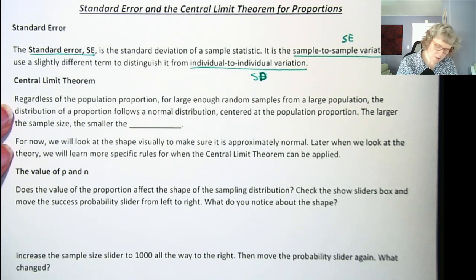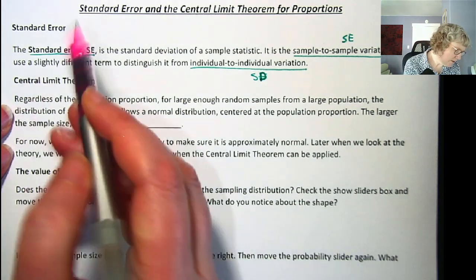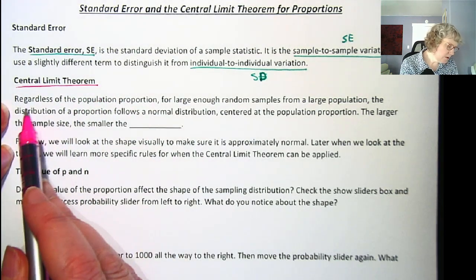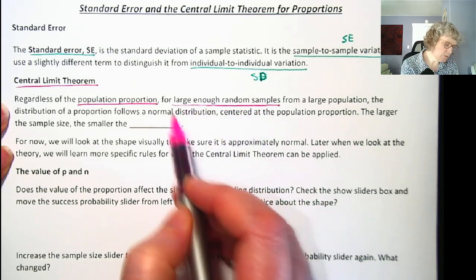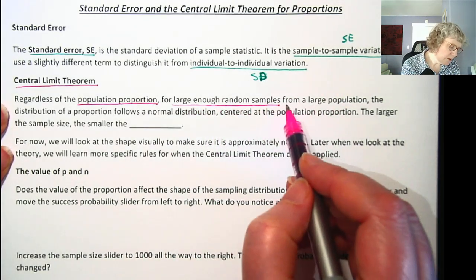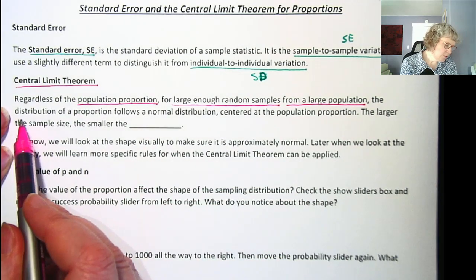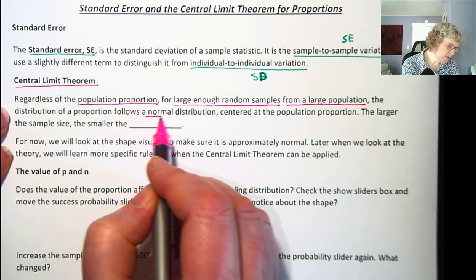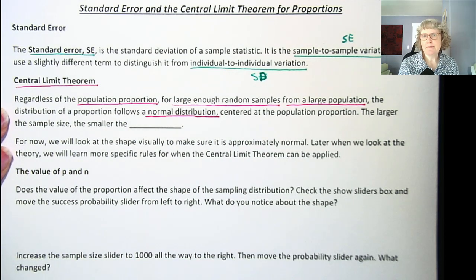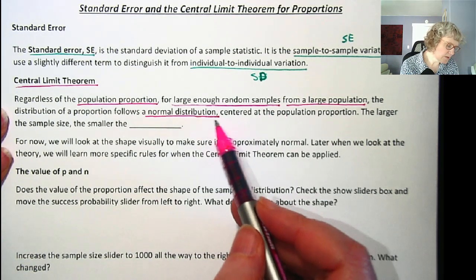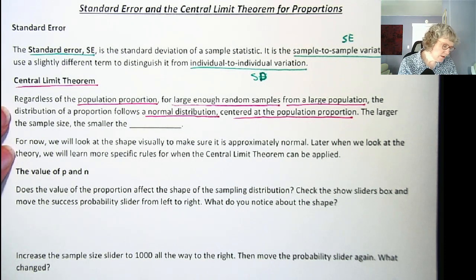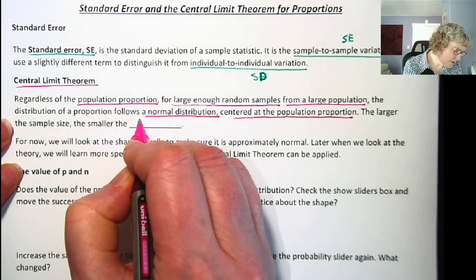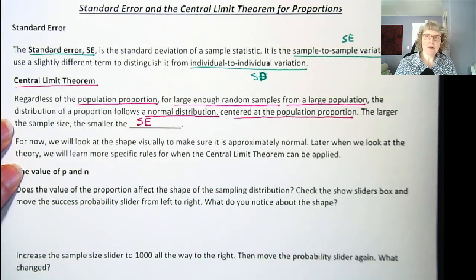Okay, so then central limit theorem, which we saw with means, says regardless of the population proportion, for large enough random samples, and we'll talk about what's large enough, from a large population, the distribution of a proportion follows a normal distribution. So we saw that symmetric unimodal shape, right, that we're used to seeing with the simulations. And it's centered at the population proportion. Then the larger the sample size, the smaller the standard error. Okay, that's what we found.